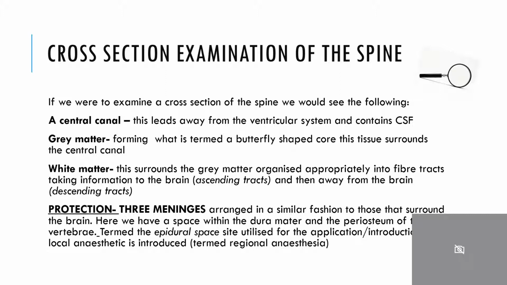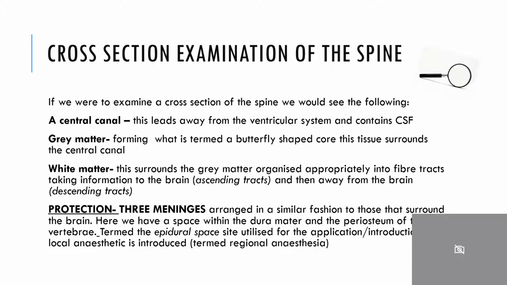If you were to perform a cross-section of the spine, you would see the following. A central canal. This leads away from the ventricular system and contains cerebrospinal fluid. Grey matter. This forms what we term a butterfly-shaped core, and this tissue surrounds the central canal. White matter. This surrounds the grey matter, and it's organised appropriately into fibre tracts, taking information to the brain. So these are ascending tracts, and then away from the brain in descending tracts.